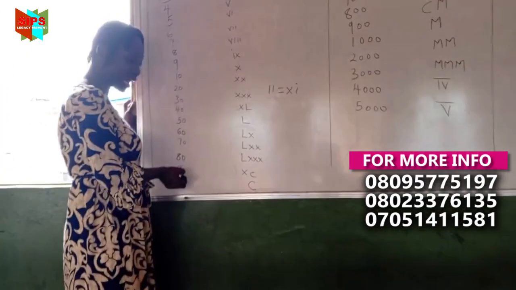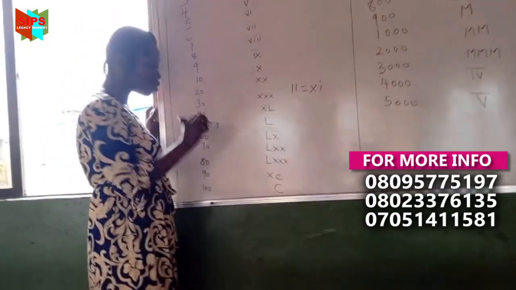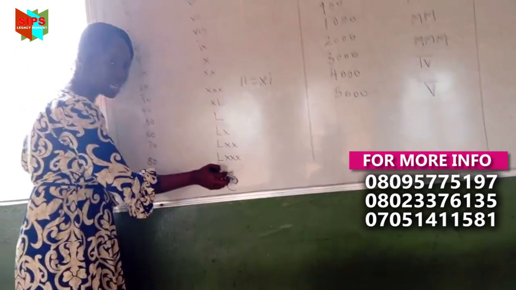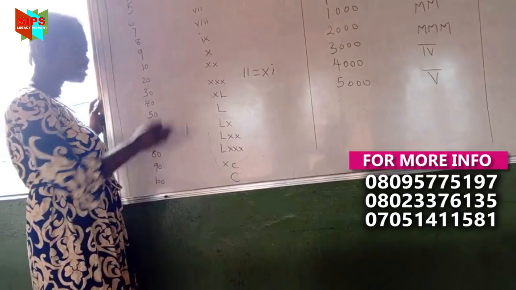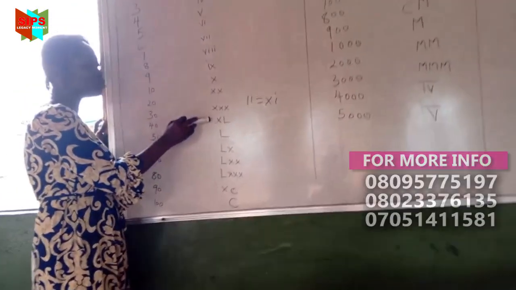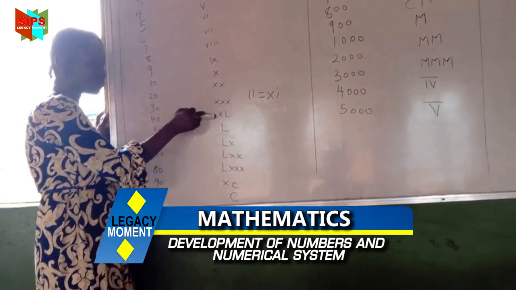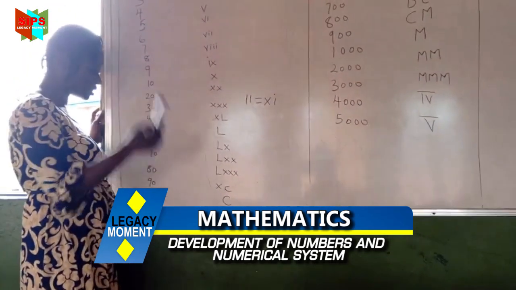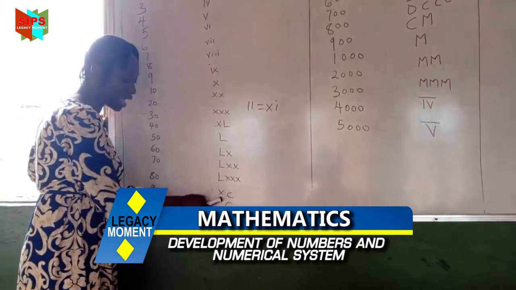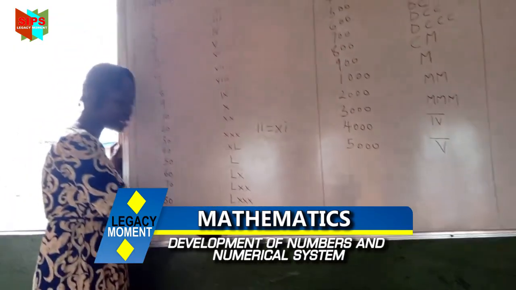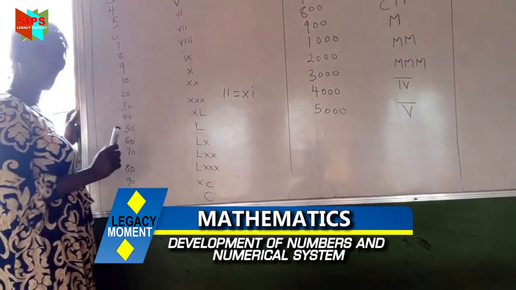By the time you get to 90, it changes. So that is XC, okay? XC follows the same rule that applies with our XL: 100 minus 10, giving us 90. So also here we have XC. Then the next number is C, which is our 100.